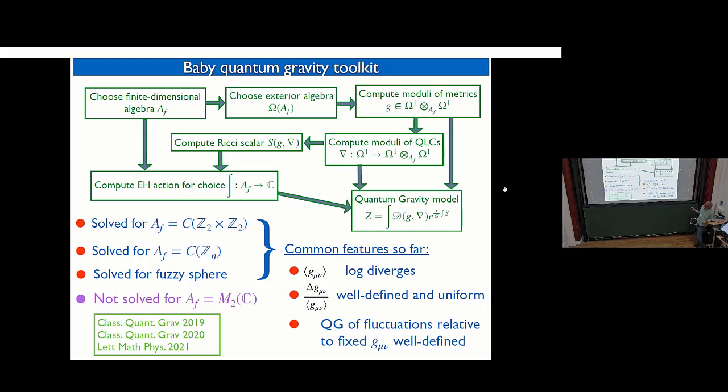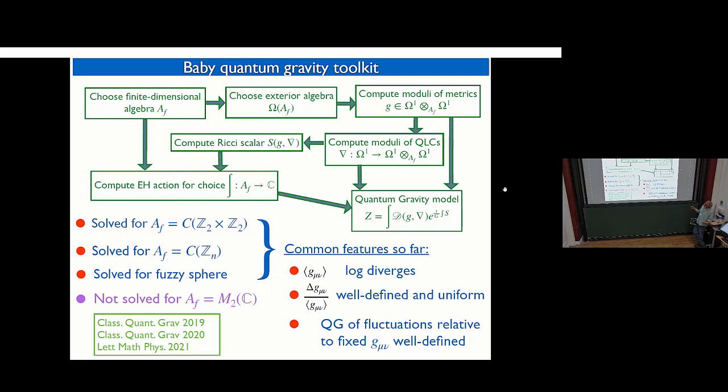So the first thing for baby quantum gravity, I mean that the algebra A is finite dimensional. I'll put an F here to remind you. So if A is finite dimensional, for most of it you don't have to worry too much about any analysis. So choose your finite dimensional algebra. Choose your exterior algebra. There isn't a unique one. I mean, there is a universal one for any algebra, but it's way too big. It's not at all like the classical, doesn't have the right classical limit. So you choose one which has a good limit.